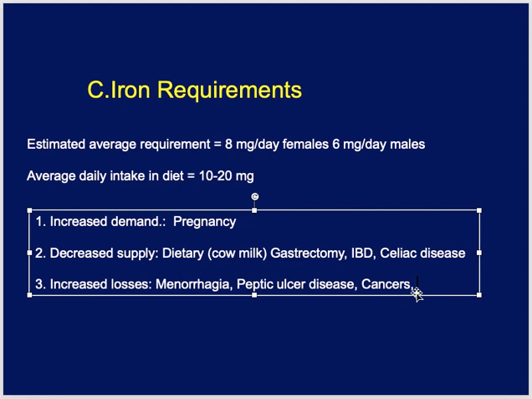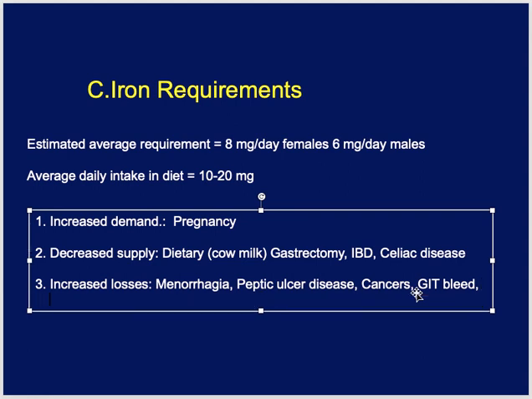Not just this one, for example, someone who has a recent GIT bleed. They are going to lose a lot of blood at once, which can lead to iron deficiency anemia.